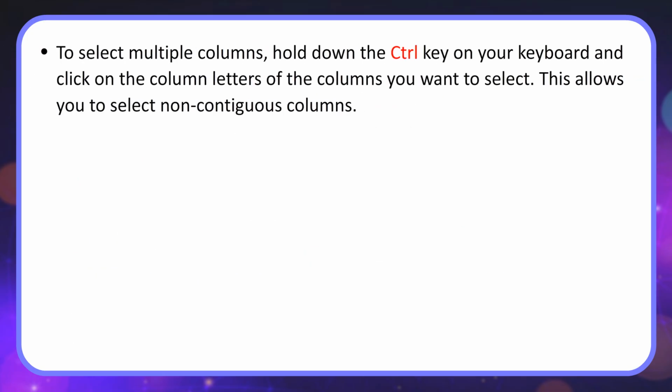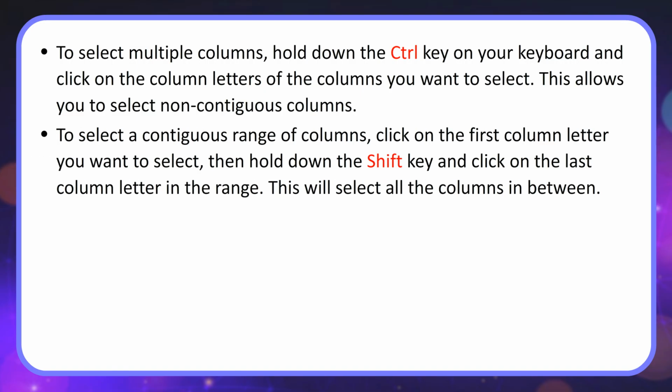To select multiple columns, hold down the Control key on your keyboard and click on the column letters of the columns you want to select. This allows you to select non-contiguous columns. To select a contiguous range of columns, click on the first column letter you want to select, then hold down the Shift key and click on the last column letter in the range. This will select all the columns in between.